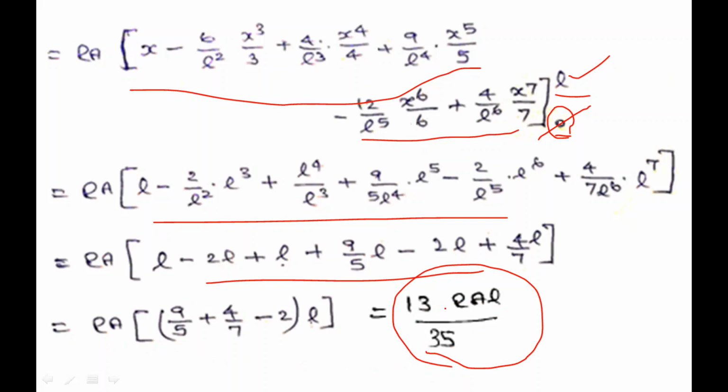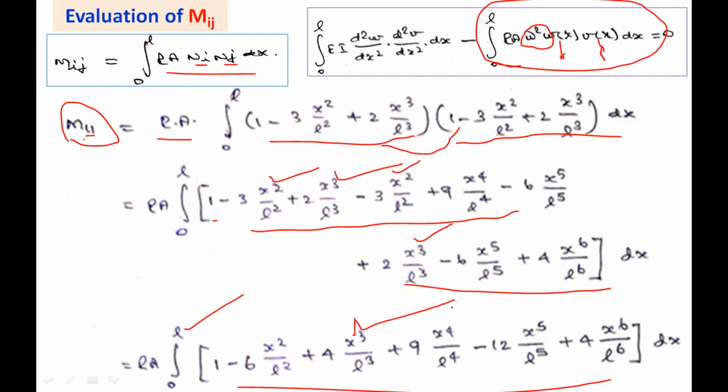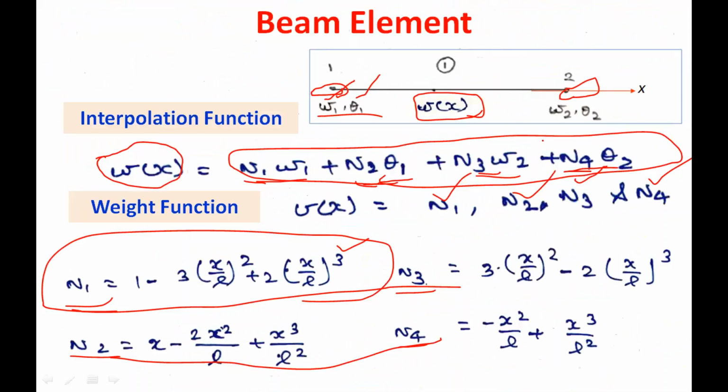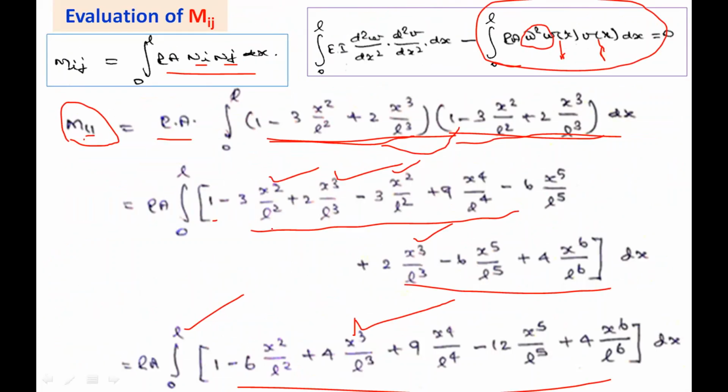So like that we can derive the other elements also. For example, if you want to derive m12, how do you write m12? m12 is nothing but rho A integral 0 to L N1 multiplied by N2, the shape function N2 you have to consider. So by doing the multiplication and integration and applying limit, we will get the m12 term. Similarly m13, m14, m21, all the 16 elements we can do.